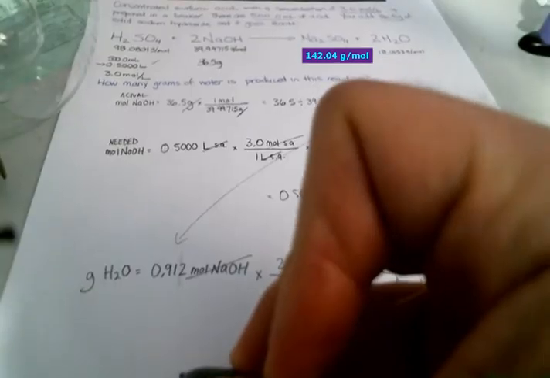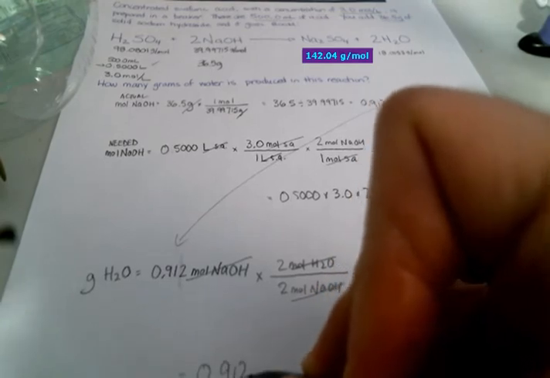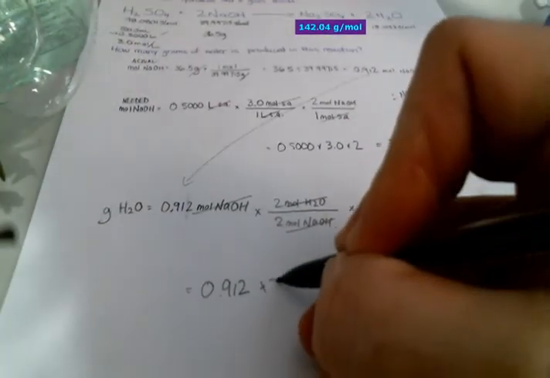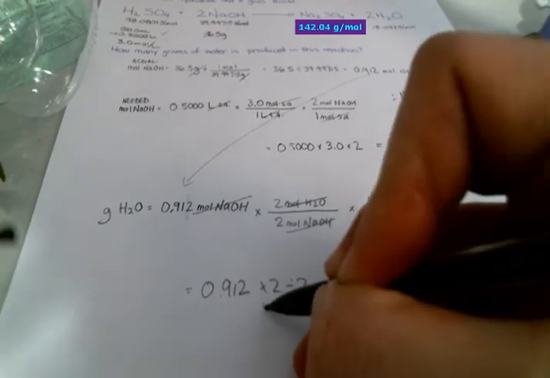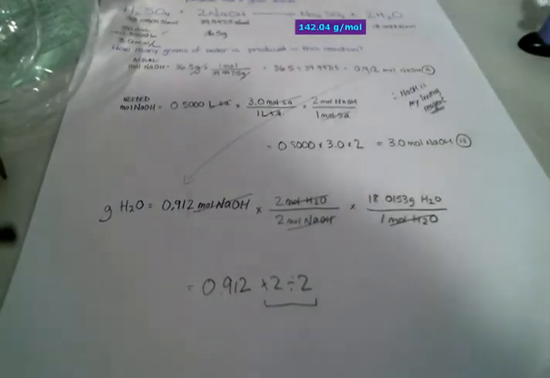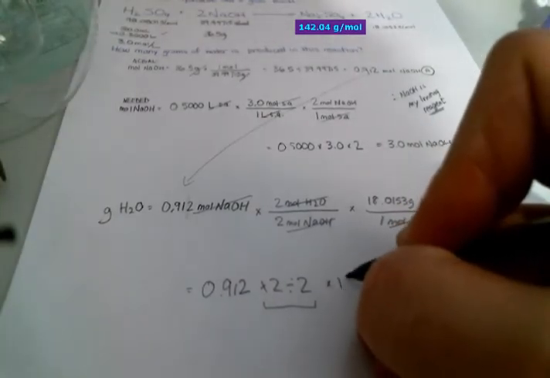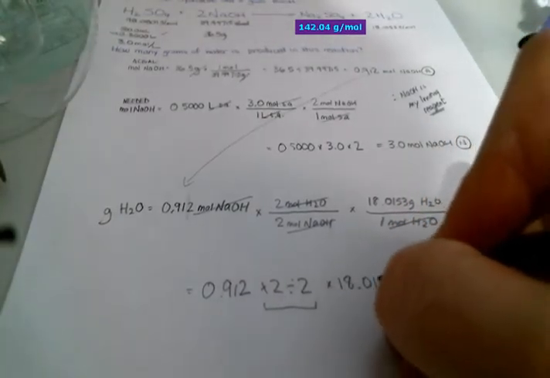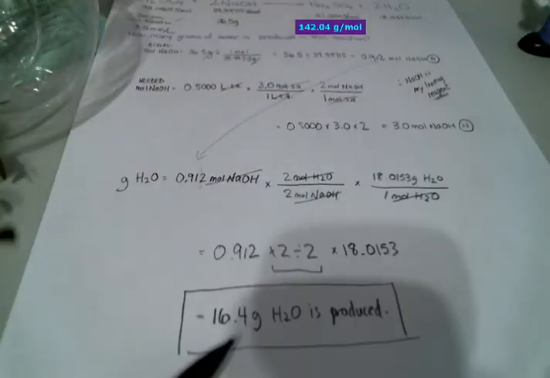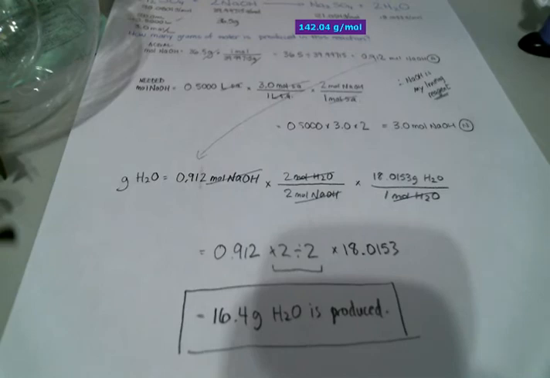Okay, so that's 0.912. Make sure you guys can see that. So 0.912 times 2 divided by 2, just like the last one. You'll notice that that operation is essentially useless because it's going to just return the same number. And then we'll multiply that by 18.0153. So it's really just that times that. And there it is. 16.4 grams of water is produced from 36.5 grams of sodium hydroxide.